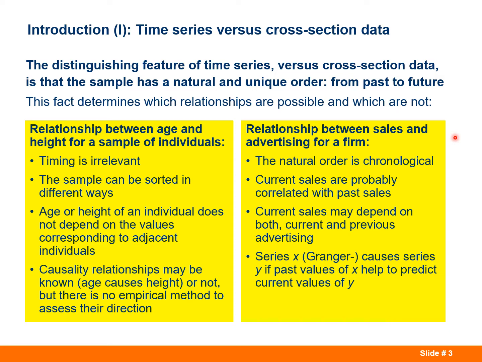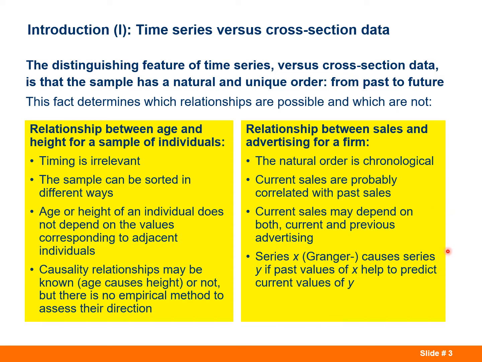On the other hand, if we move to a time series framework, we can consider, for example, a time series of sales and advertising for a firm. The data may be quarterly, may be monthly, may be weekly, or whichever. In this case, the natural order for the sample is chronological. Second, current sales are probably correlated with past sales, while the other affirmation would be absurd. Current sales are not correlated with future sales, because there is no causality possible in that direction. Third, current sales may depend on both current and previous advertising.